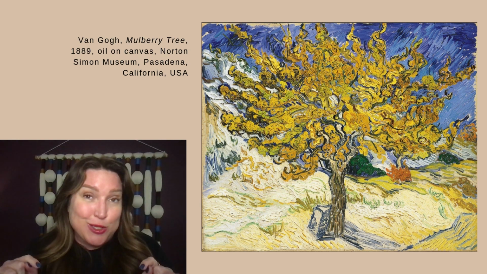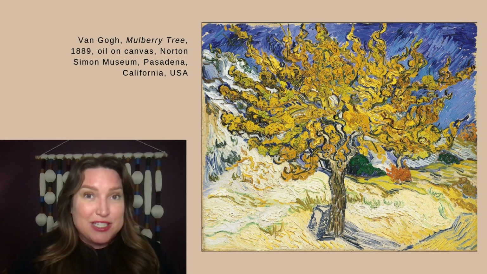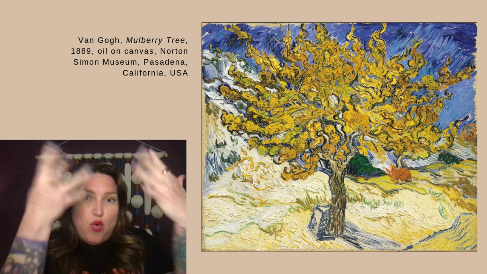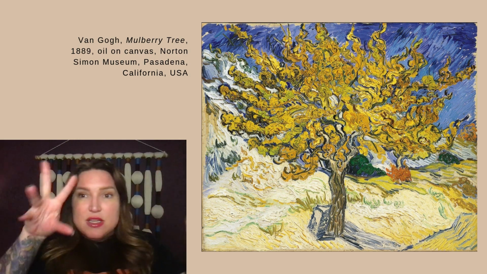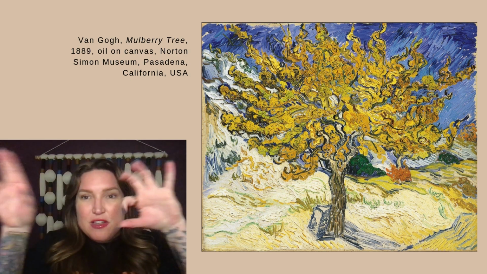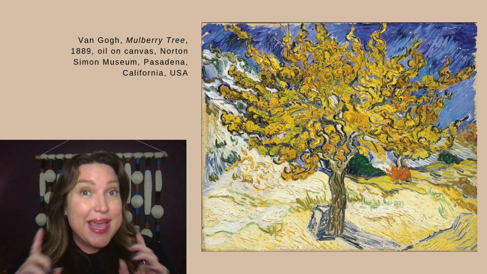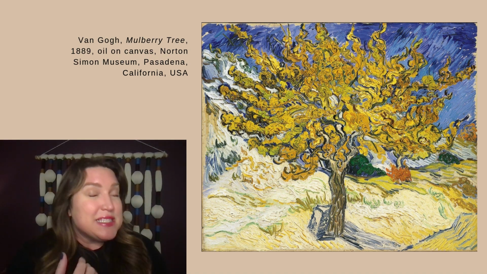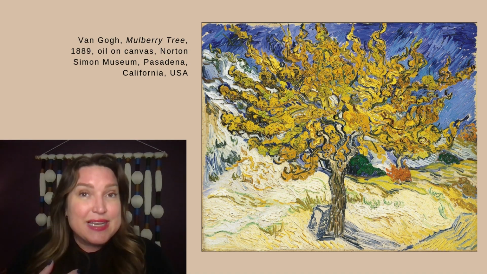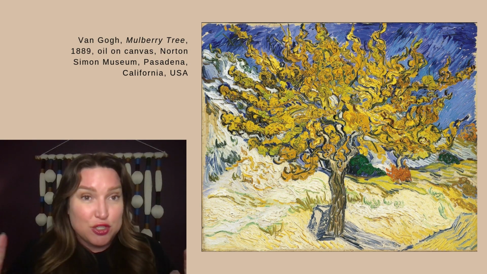tree actually looks like. It is an abstracted version of a tree with these kind of wild branches reaching out almost like little fingers or snakes, and there's a sense of movement in this painting. It's very expressive, but it's still representational, and it's an abstract representation of a tree.